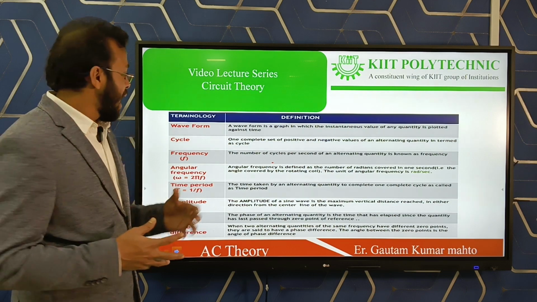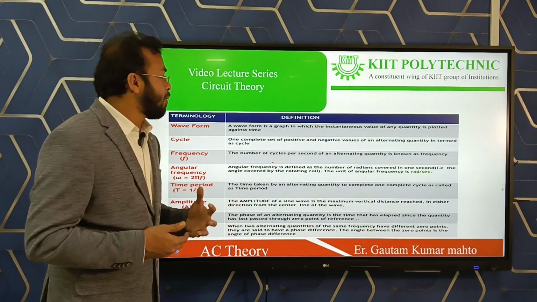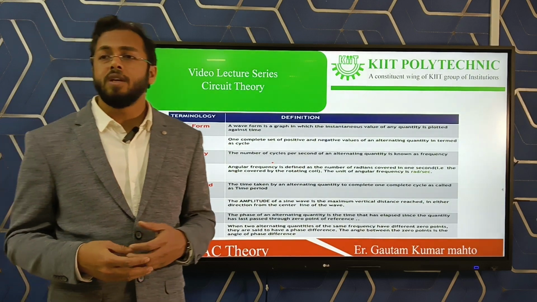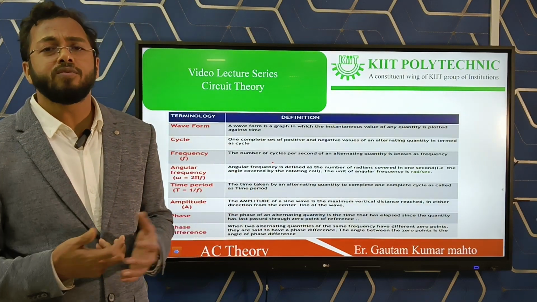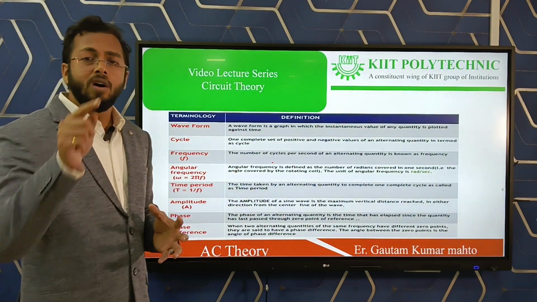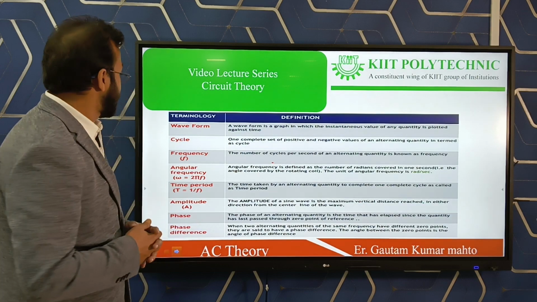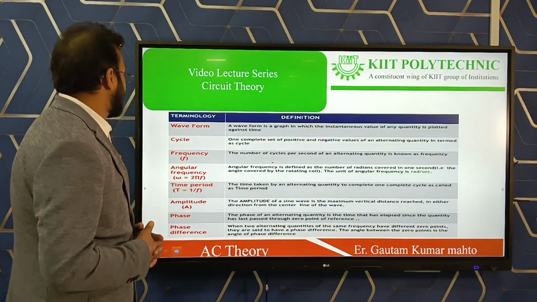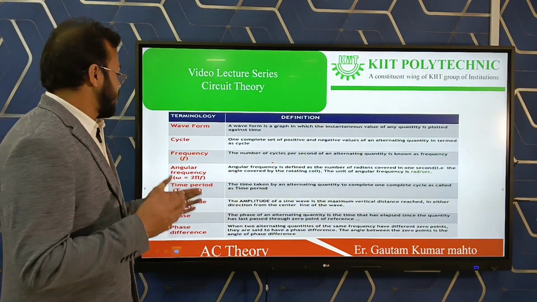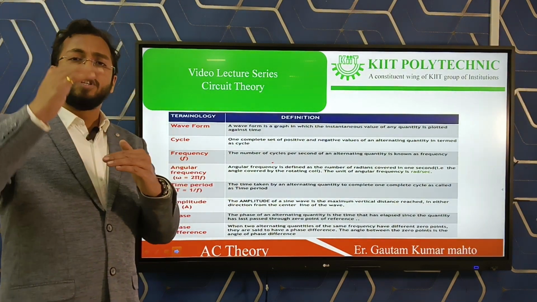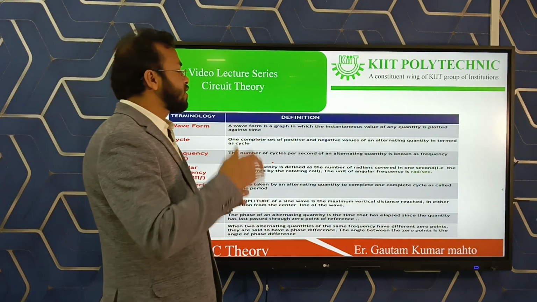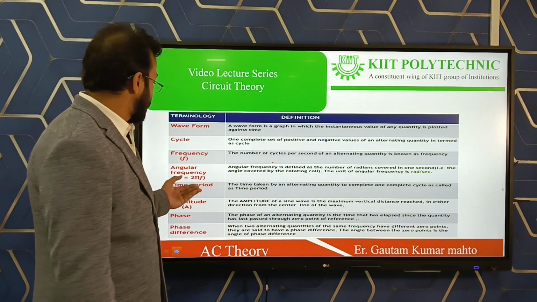Angular frequency is defined as the number of radians covered per unit time. The reciprocal of the time period is known as frequency. That's why we can write omega is equal to 2 pi into f, where 2 pi is the one complete rotation angle in radians, and the time period I already told you. Amplitude is the maximum displacement from the mean position, or maximum vertical distance reached from the mean position, is known as the amplitude.